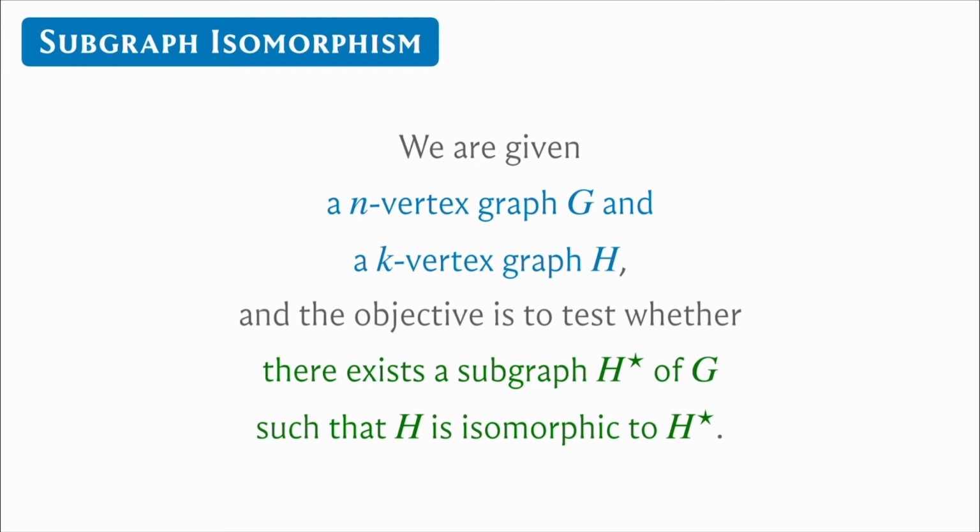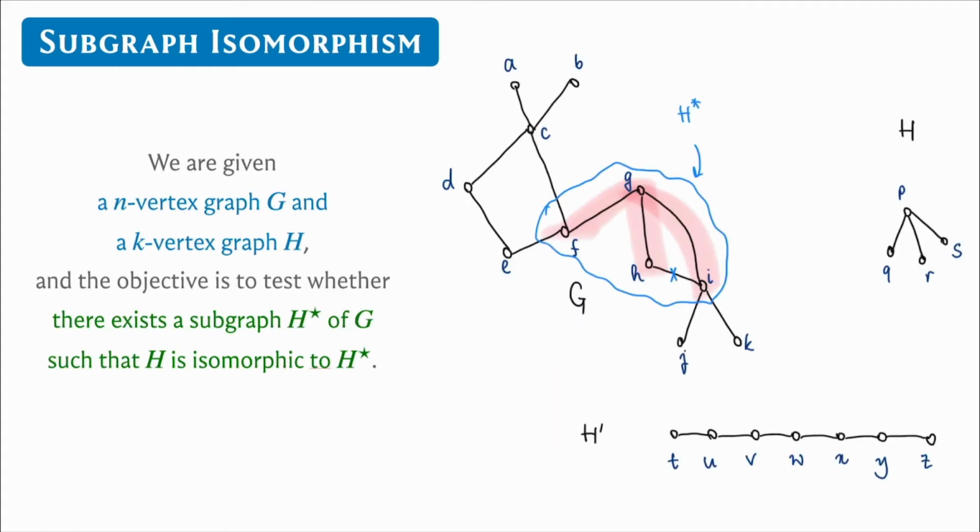So we are trying to see if G has a subgraph H star. By the way, this does not have to be an induced subgraph. Any subgraph is fine. But you want to know if G has a subgraph, let's call it H star. And what we want is that H star is isomorphic to H. That's the goal. Again, as usual, let's just try to get comfortable with the help of an example.